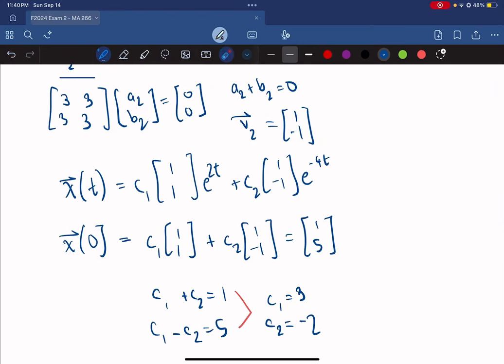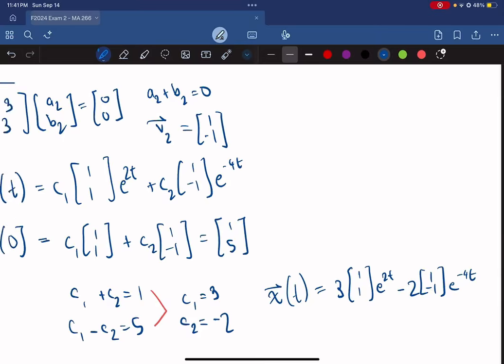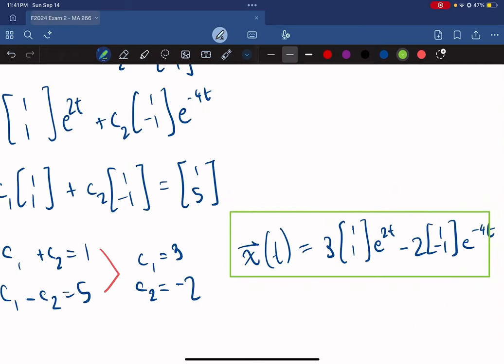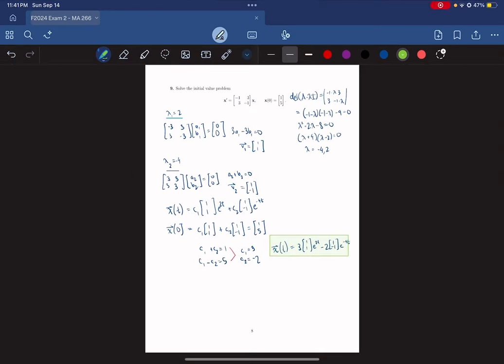And so now you just plug them back into your general solution. So our c1 is 3, 1, 1, e to the 2t, minus 2, 1, negative 1, of e to the negative 4t. And obviously, I'm sure your teacher or your grader will accept all kinds of answers, as long as it's right. So obviously the form will change for everyone based on how much they simplify, etc.